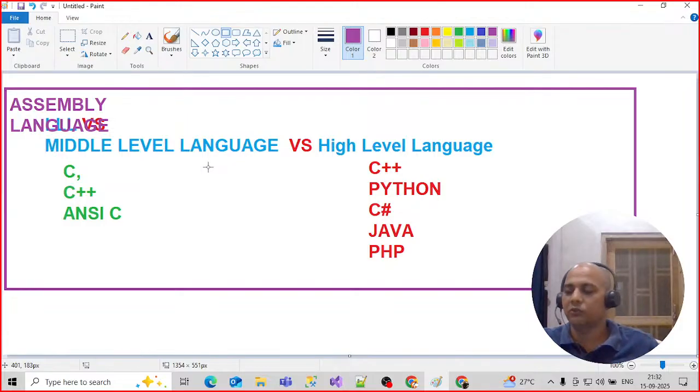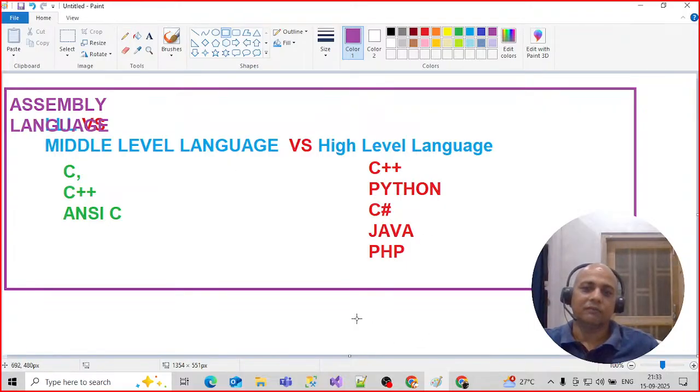Any doubt up to this point? Do you have any question? You might have studied about generations of computers, right? Similarly, there are generations of programming languages.